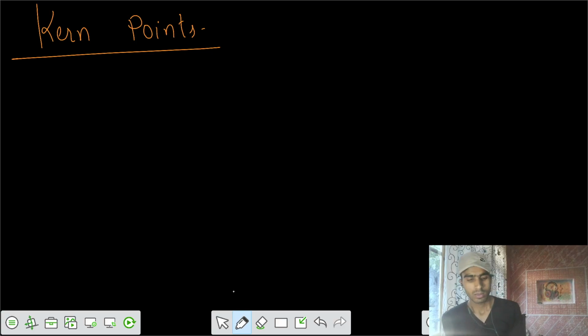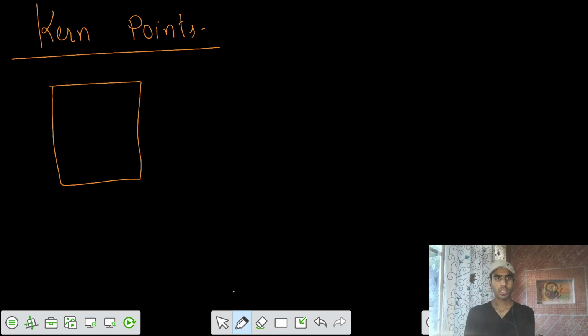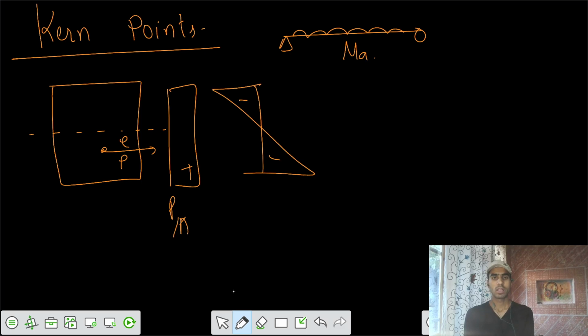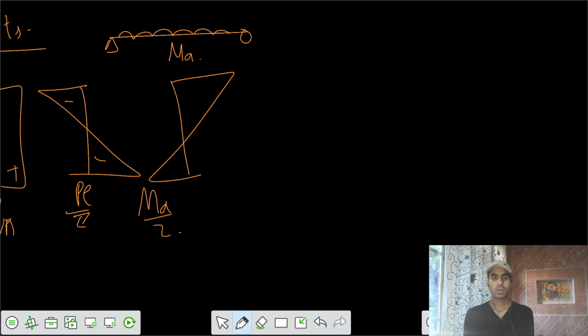Okay, Kern points. Let's say that you had that general cross section. There was a beam with some UDL, dead load, live load, and you calculated moment M all. There was some P force acting somewhere at some eccentricity, and you calculated those stresses, P by A, and also PE by Z, and after that you calculated M all by Z, and after that there was some resultant of those.